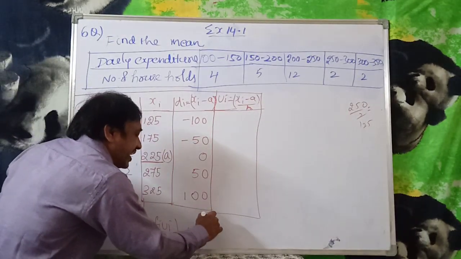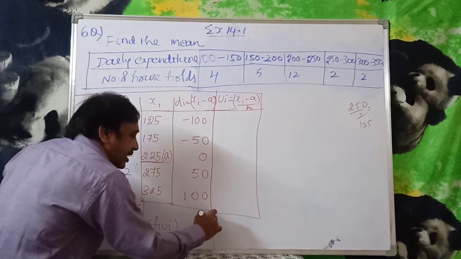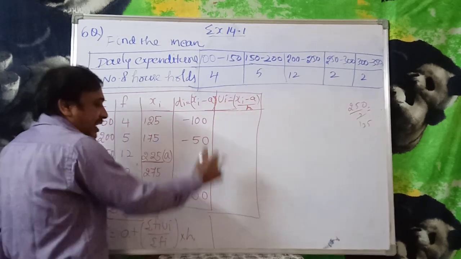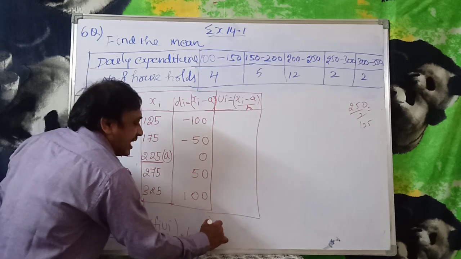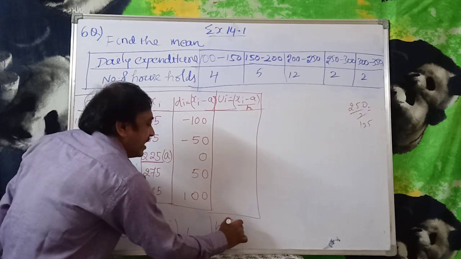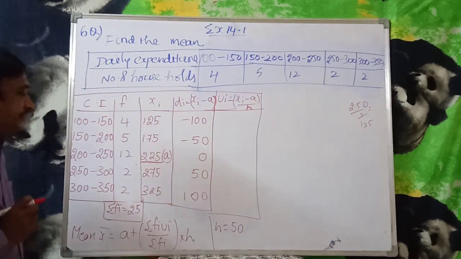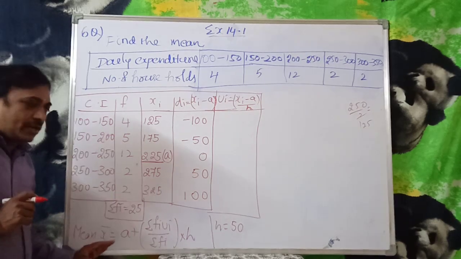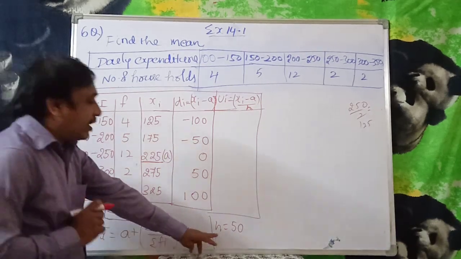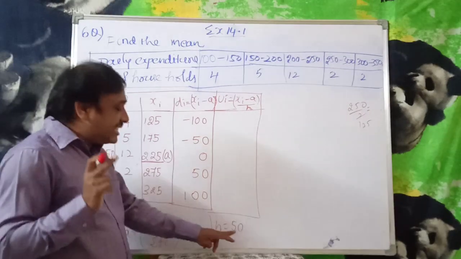So here I am mentioning h is equal to, look at the board, I am not adding these values. h is equal to the class size. For us to remember, h is equal to 50. From the formula, h is there. So what is h? Class size, that is 50.